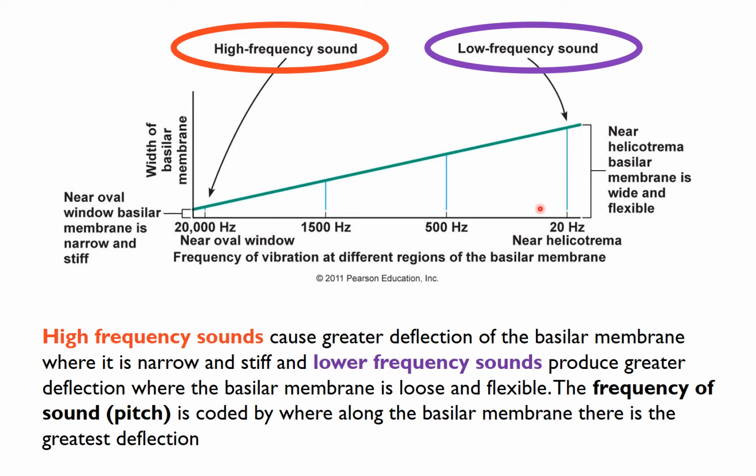And as a result, high frequency sounds cause maximal motion or greater deflection of the basilar membrane where it is narrow and stiff, and the lower frequency sounds produce greater deflection of the basilar membrane where it is loose and flexible. Therefore, we can say that the frequency of sound, or the pitch, is coded by where along the basilar membrane there is the greatest deflection.